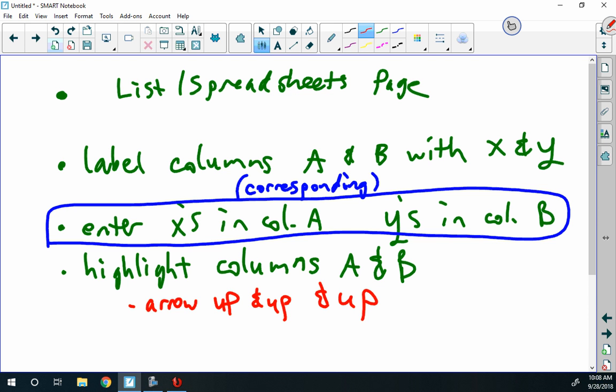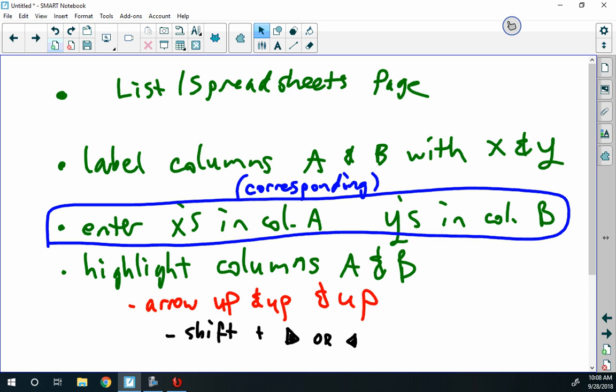You're going to arrow up and up and up, and then you're going to have to press shift, and you'll have to arrow either to the right or to the left. You'll see what that's all about in a minute. Like I said, we'll come back and do this actually in a minute on the calculator.